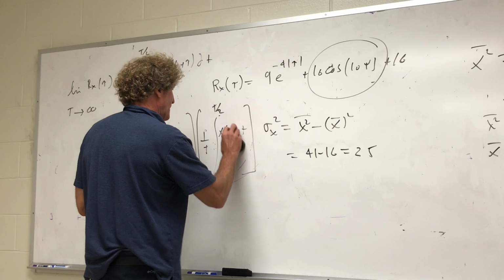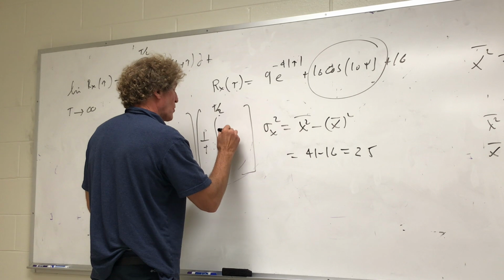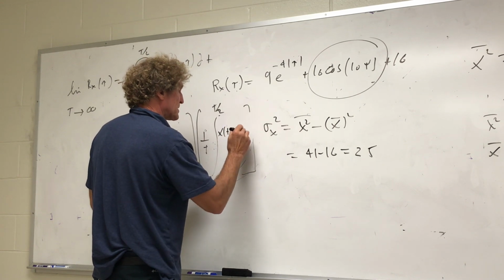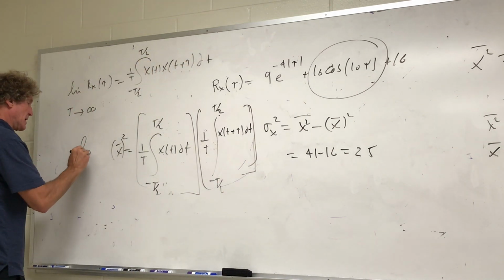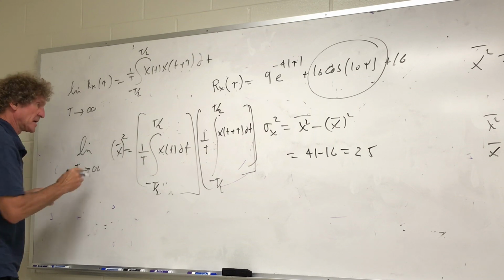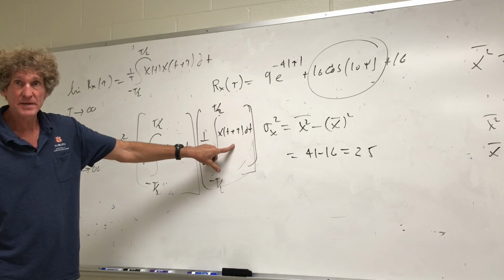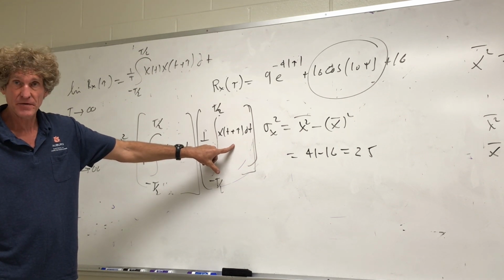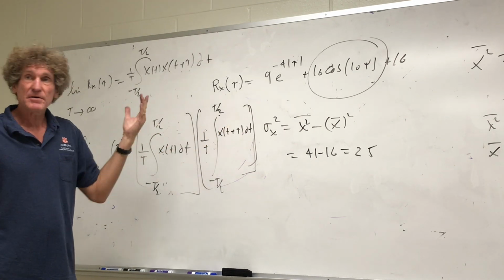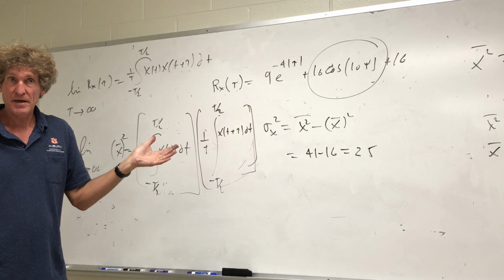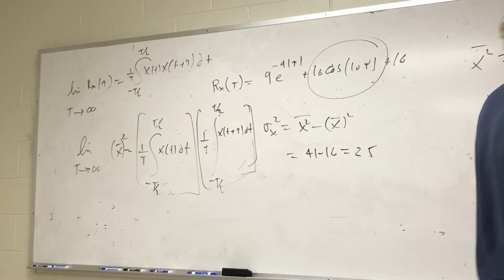Now, what happens if I do x of t plus tau, and it's still going to be dt, and take the limit as tau goes to infinity? That is still going to be the DC component because it goes from minus infinity to infinity. This is still the same thing as this because now tau doesn't matter, it's going to infinity.